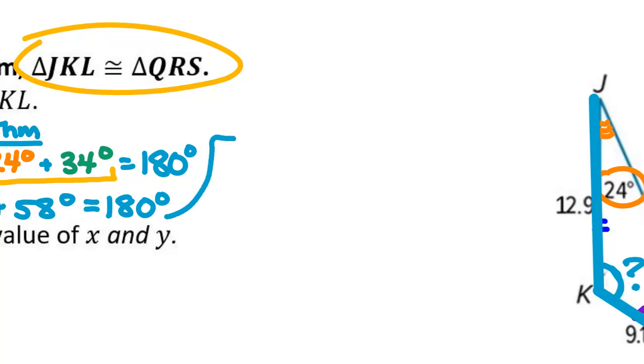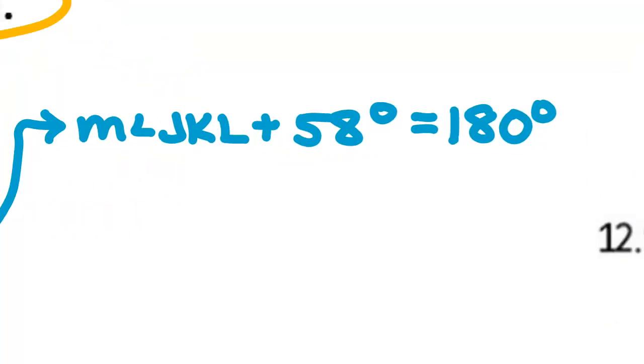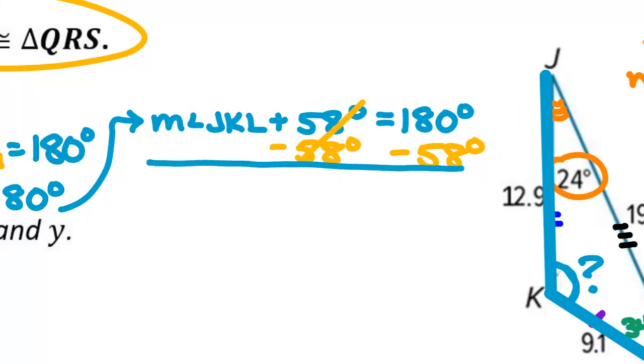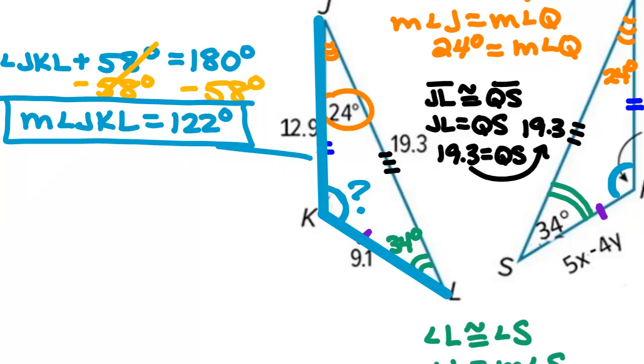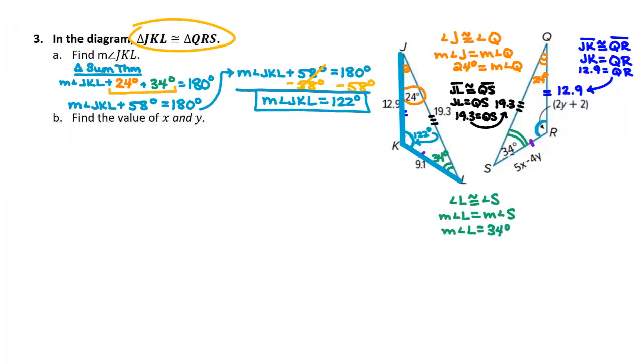Kind of run out of room here, so I'm going to bring the rest of my work around over here. I need to subtract 58 degrees from both sides. And that's going to give me the size, absolutely, of angle JKL. The measurement of angle JKL is 122 degrees. So I'm going to add that to my picture since I now know that piece of information. This right here is 122 degrees.